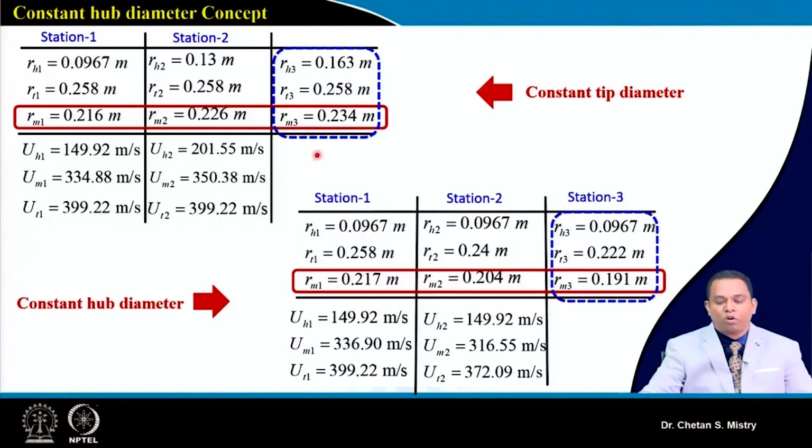Now, all the numbers we are looking at are basically reflecting our peripheral speed. And we know our peripheral speed is a function of my radius. If we have a change in this peripheral speed, accordingly we will have a change in flow velocity components. We will also have a change in flow angles.